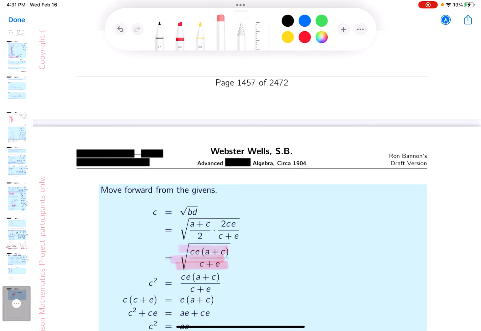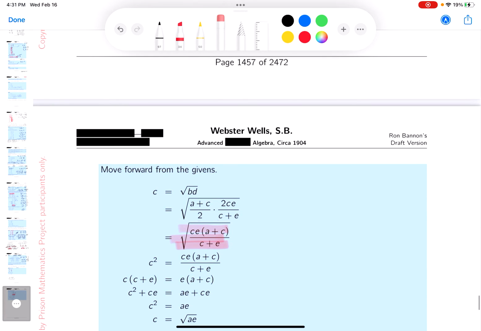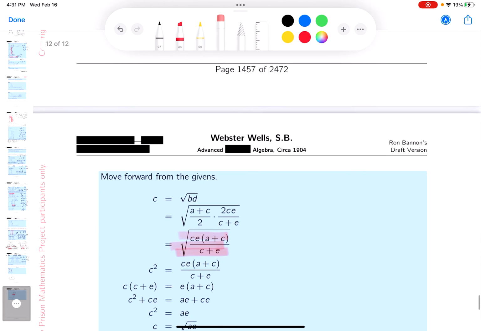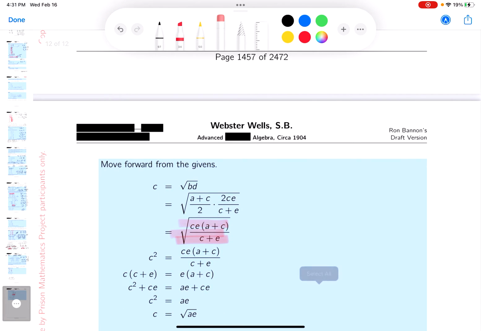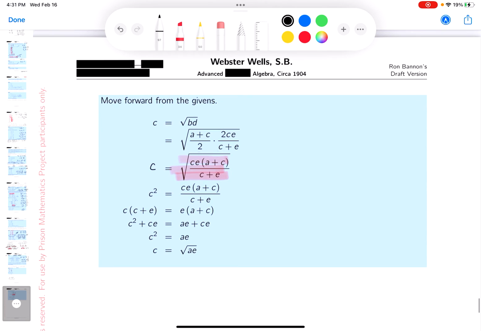Now what am I going to do? Well, I want to manipulate a little tiny bit more because it just doesn't look right to me. It doesn't look anything like AE at this point. But it's getting close. So what do I know? I know that this is what C is equal to. So I want to see if I can get rid of somebody. And what I do is I square both sides now.